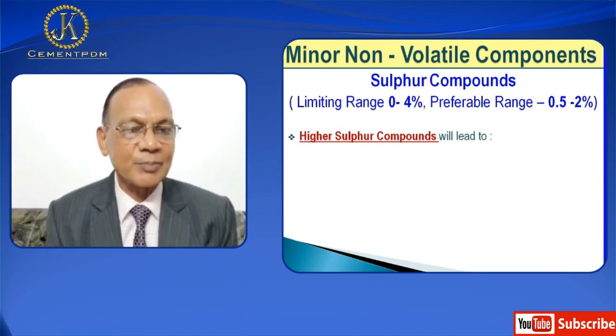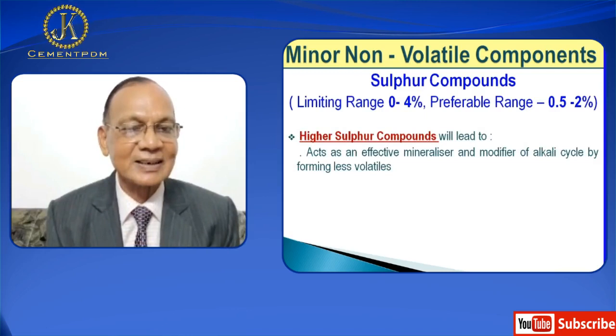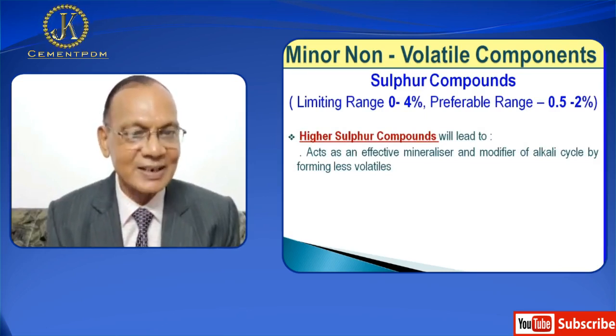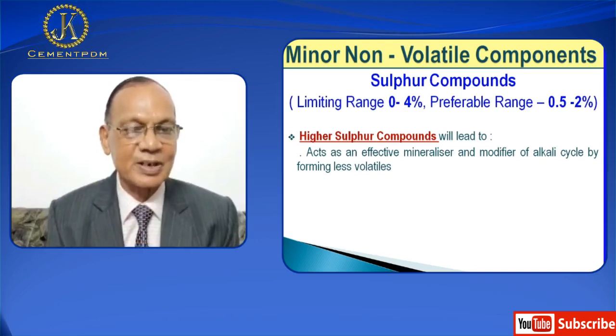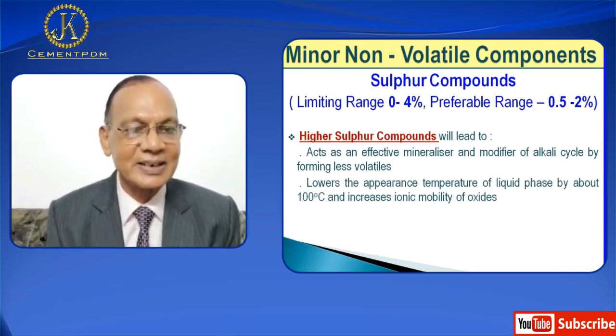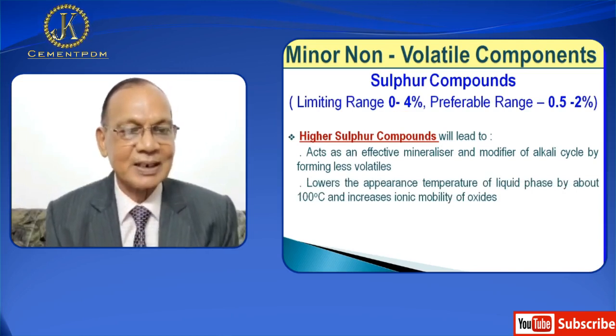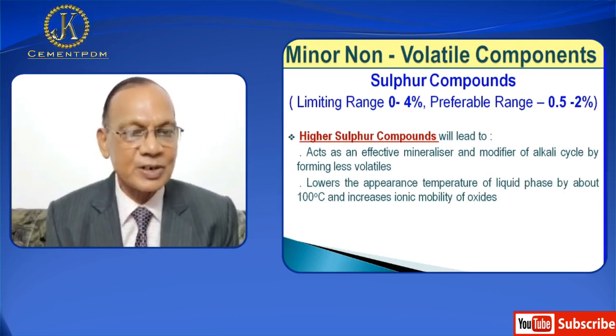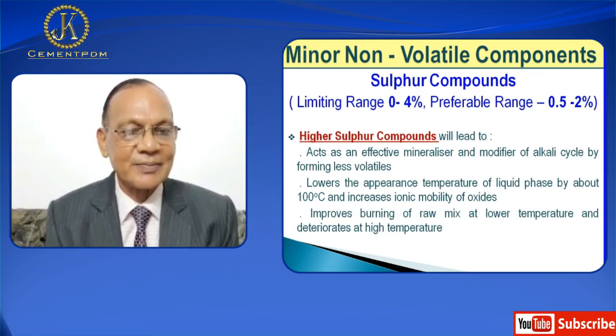Higher sulfur compounds act as an effective mineralizer and modifier of alkali cycle by forming less volatiles, lowers the appearance temperature of liquid phase by about 100 degrees centigrade and increases ionic mobility of oxide, improves burning of raw mix at lower temperature and deteriorates at high.